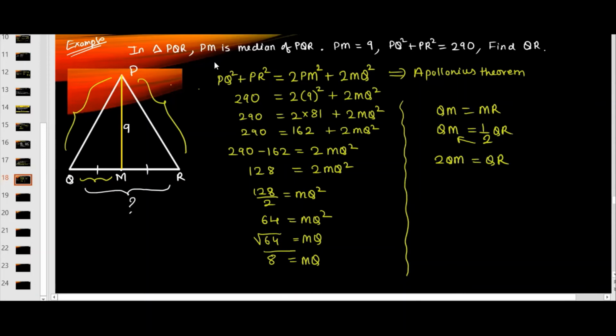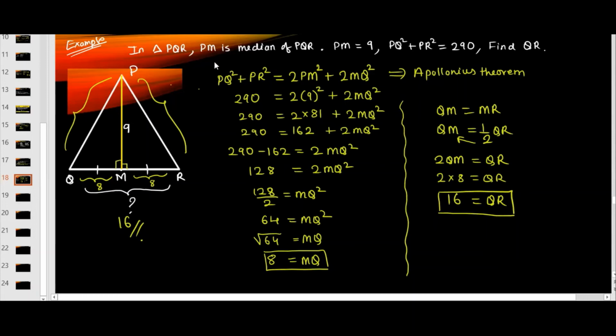So what is the QM value we got? QM or MQ value is 8. So I can substitute here. 2 times 8 is equal to QR. That is 2 times 8 is 16, equals QR. So we got the answer for QR. QR value is 16. And what is the QM value? This is 8. So if QR is 16 and QM is 8, then obviously MR is also 8. It should be the same because M is the midpoint of QR. So we have found all the values according to the question.